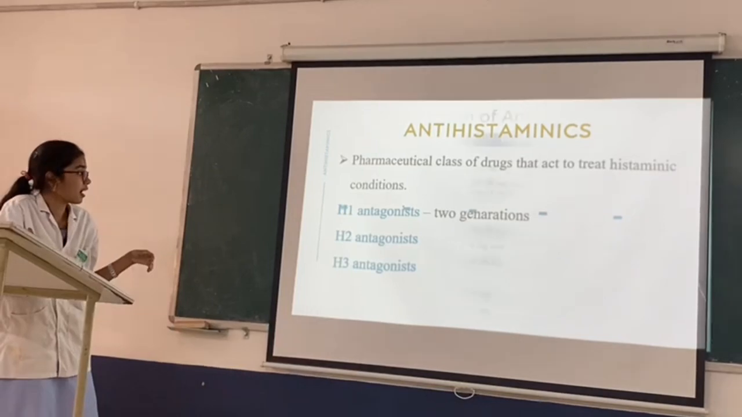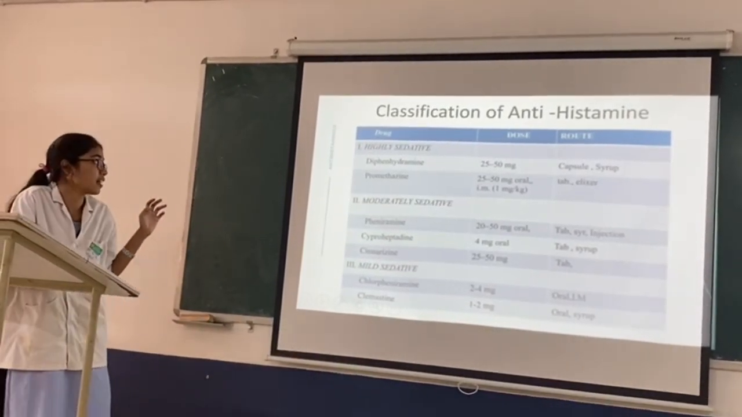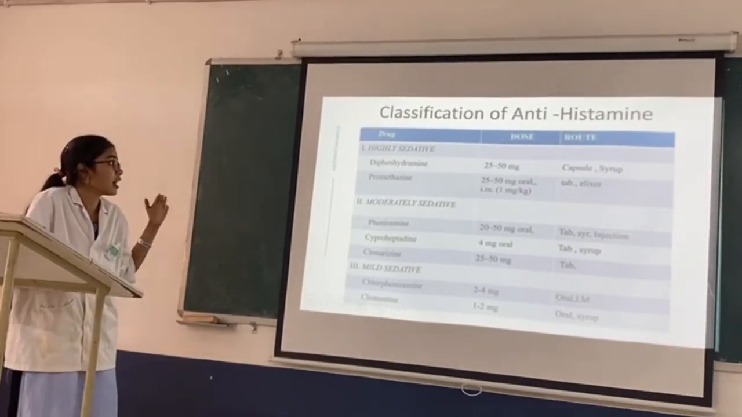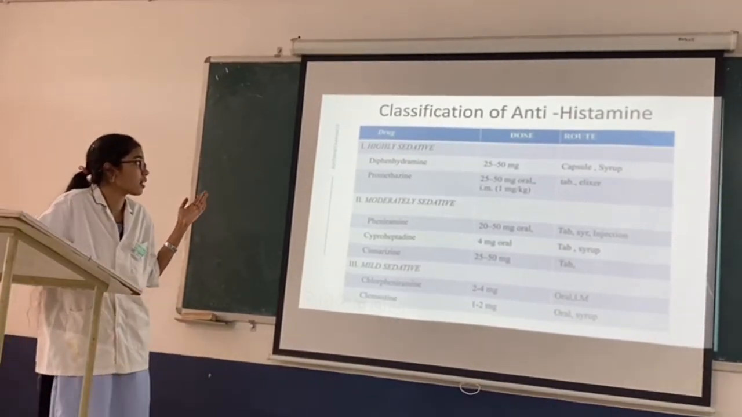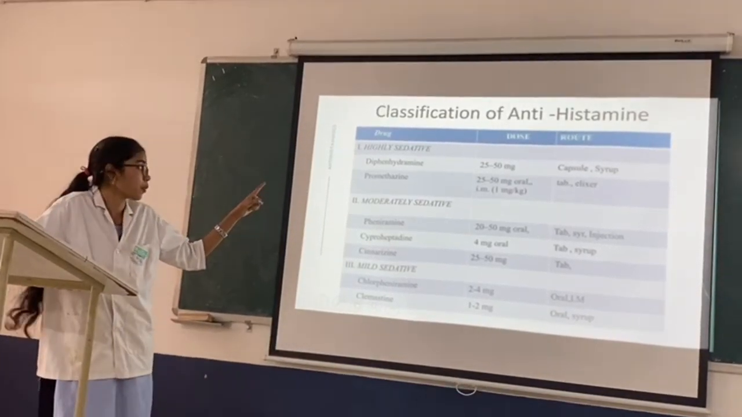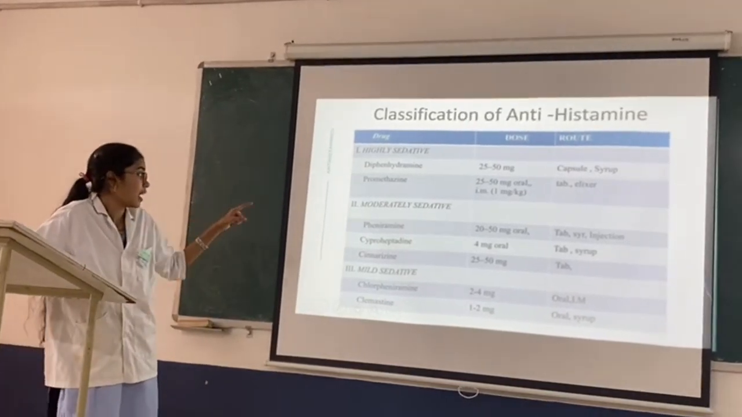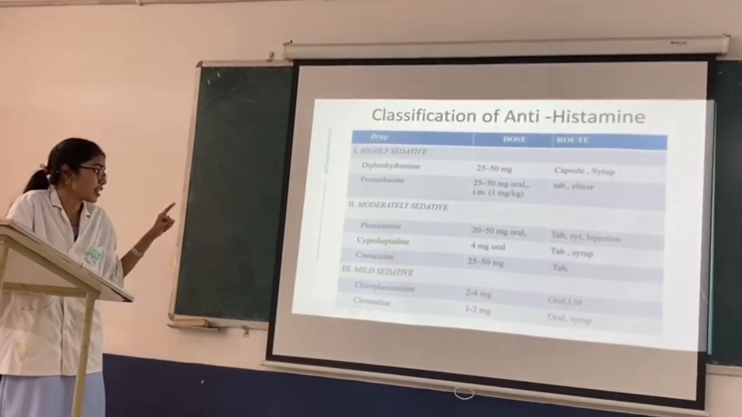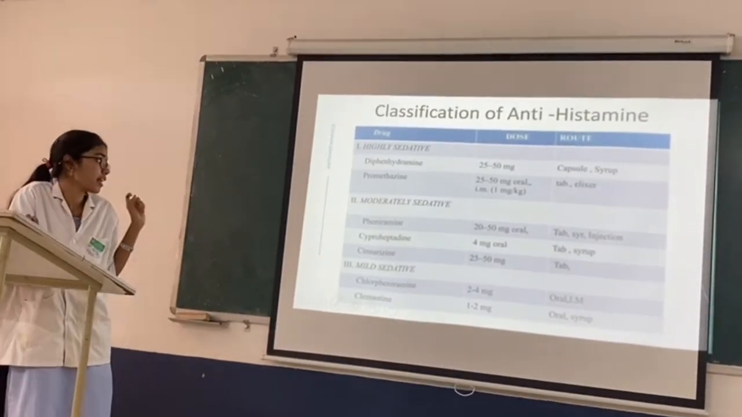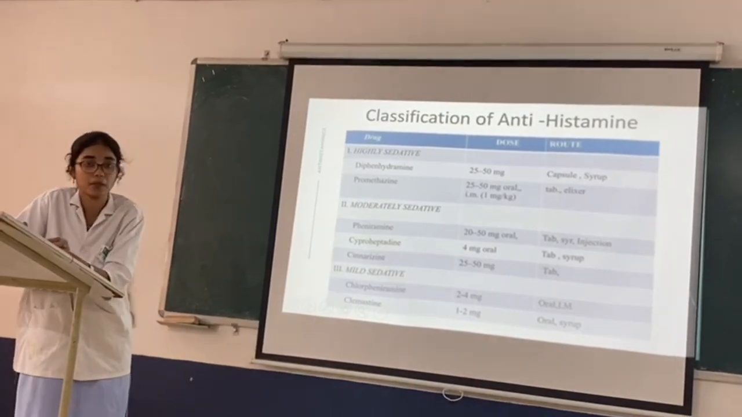Coming to the H1 antagonists, these are classified based on their sedative property as highly sedative, moderately sedative, and mild sedative. The examples of the highly sedative drugs are diphenhydramine and promethazine, which also acts as an alpha blocker. And the moderately sedative drugs are pheniramine, cyproheptadine, and cinnarizine. And the mild sedatives are chlorpheniramine and clemastine.